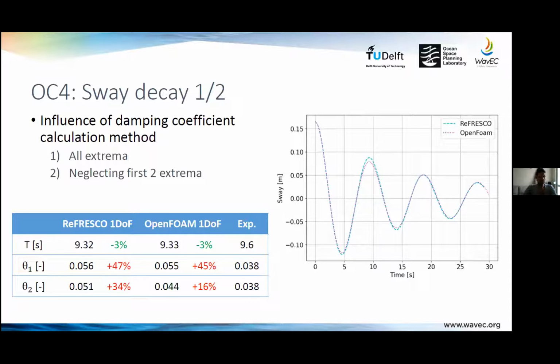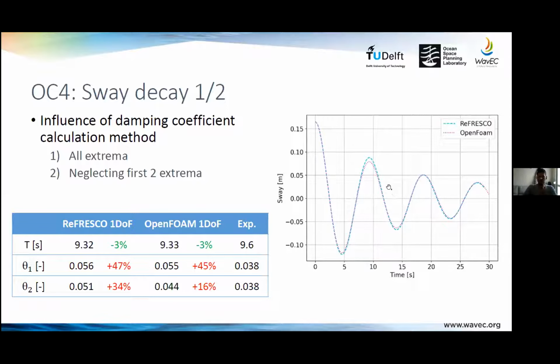And there we needed to investigate a little bit more. What is the reason for this deviation? And one reason is not even numerical, it's just based on how you actually calculate the damping coefficient. It already makes a big difference. And that is what you see here between θ1 and θ2, if you neglect the first 2 extrema or not. So there we can already see a big influence on the damping coefficients that we actually achieve.